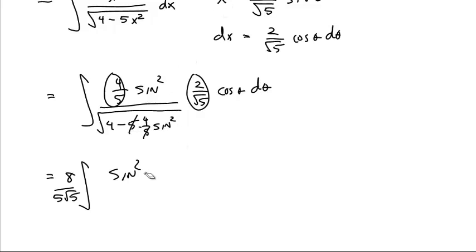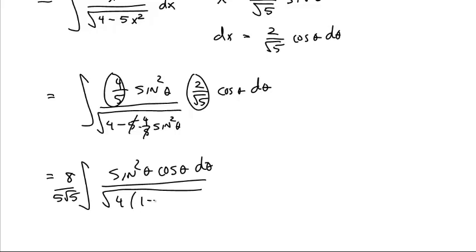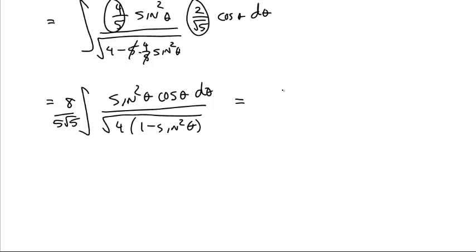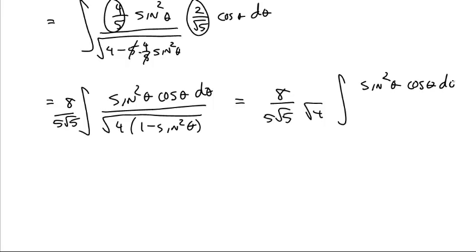Shame on me, these are thetas. Sine squared of theta, cosine of theta d theta. That's everything up top when those things have been taken out. Down below we have the square root of 4 minus 4 sine squared, that's 4 times 1 minus sine squared of theta. The square root of 4 comes out as 2. So we have 8 over 5 root 5 times the integral of sine squared theta cosine of theta d theta over that. And 1 minus sine squared is cosine squared, and the square root of cosine squared is cosine.